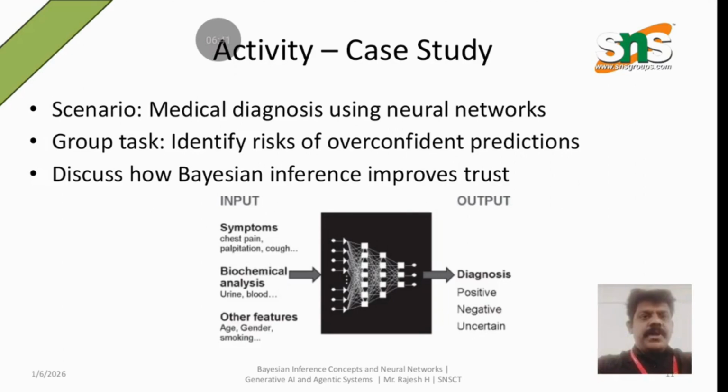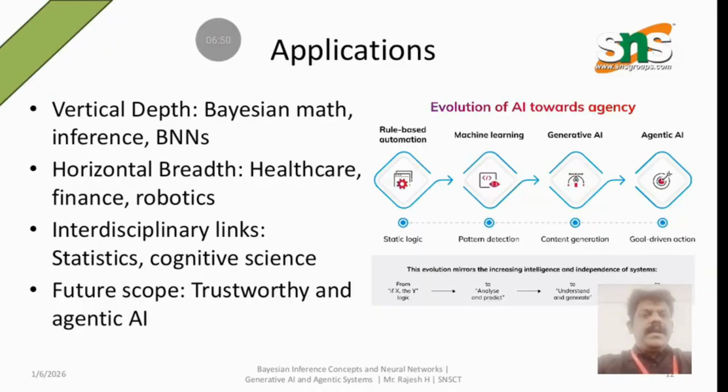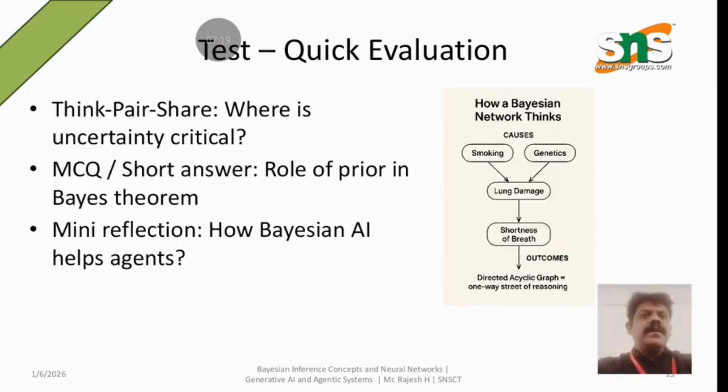With the input of symptoms, biochemical analysis and other features of the human being, this case study can be well executed. Here are the applications. We know that Bayesian inference and neural networks are used in various health sectors, finance and robotics, and even at the interdisciplinary level of statistics and cognitive science. In future, it will be used completely with Agentic AI. From rule-based automation and machine learning, now it's time to capitalize these applications with generative AI and futuristic Agentic AI. So here is a quick evaluation assessment; you need to answer these three questions.